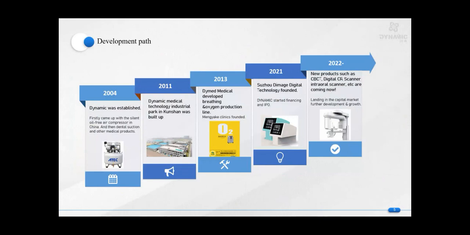And new products such as CBCT, digital CR scanner, intraoral scanner, etc. are coming now. Let us wait for all of these. The best products will show you. Dynamic DDS300 intraoral scanner attracted attention as soon as it was launched.